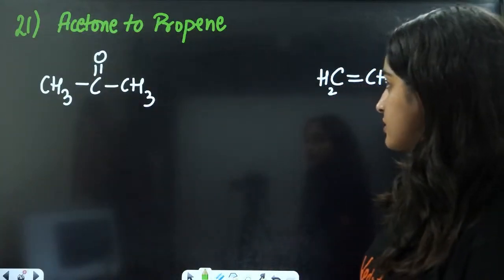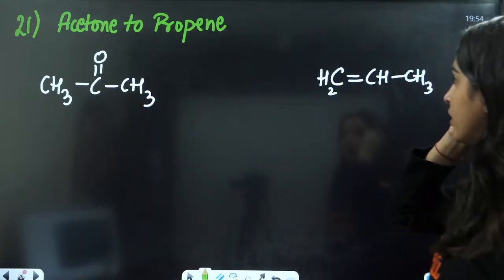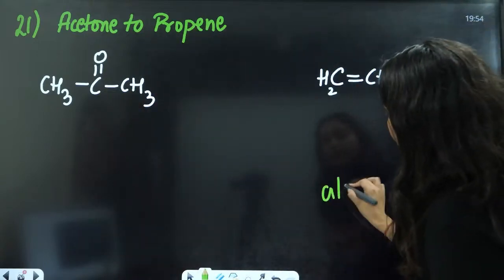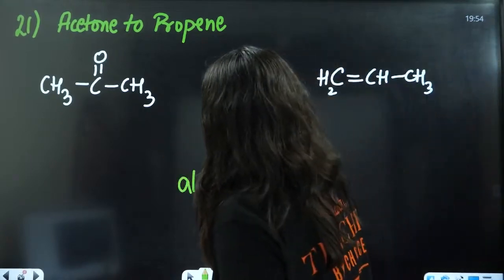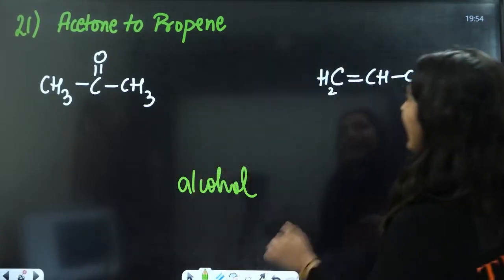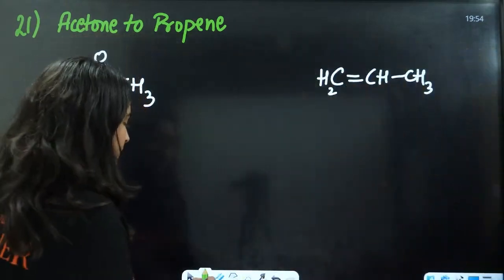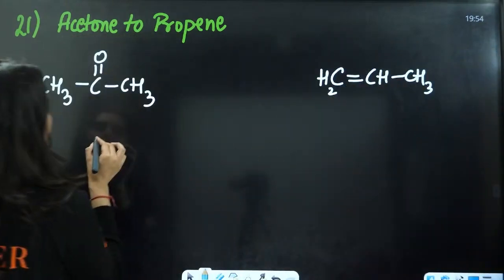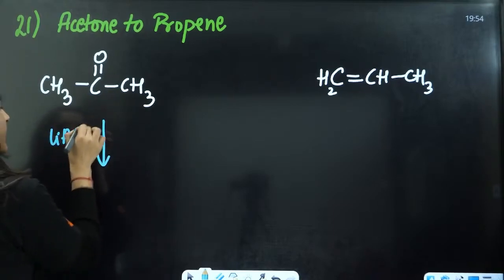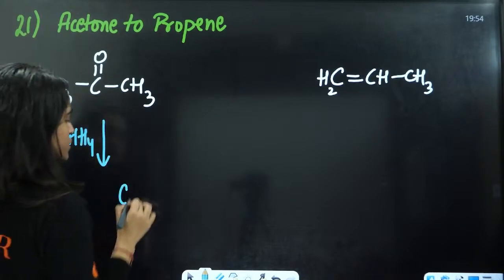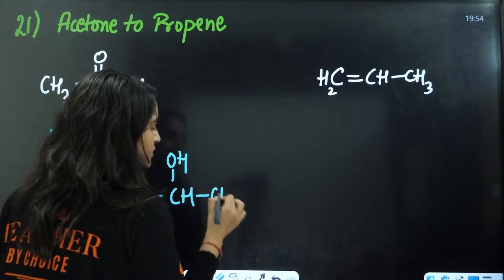Acetone to this. Firstly, if we have an alcohol here, we can do the dehydration and convert it into an alkene, right? So what we will do here is the reduction with LiAlH4. This will be converted to CH3CHOH, and this is CH3.